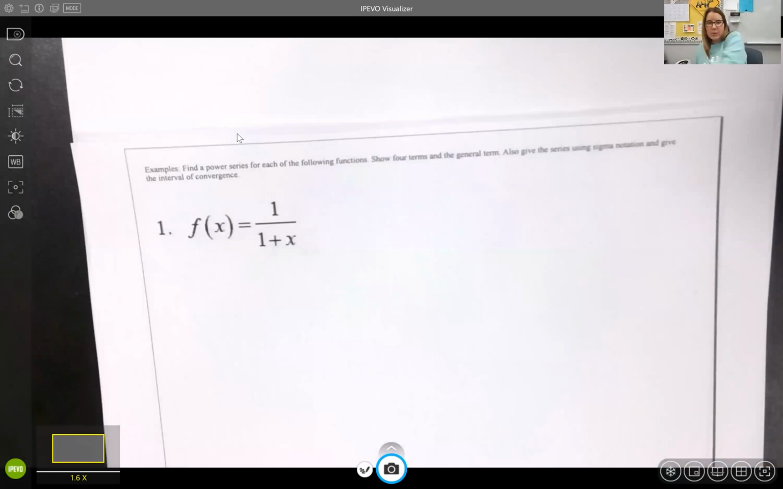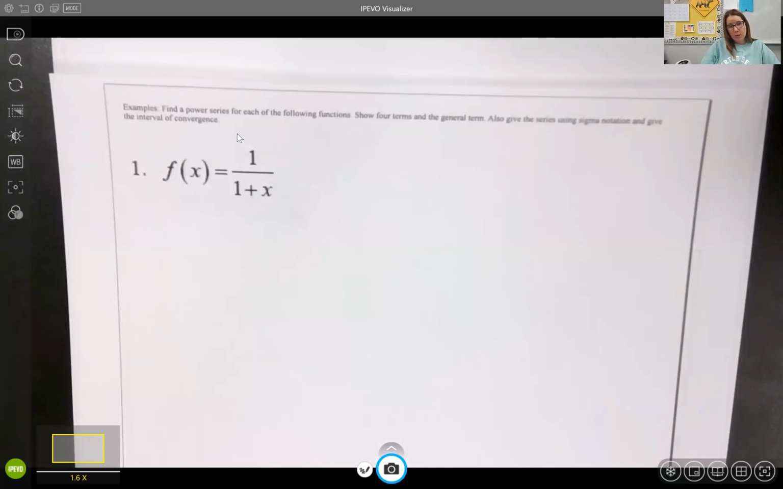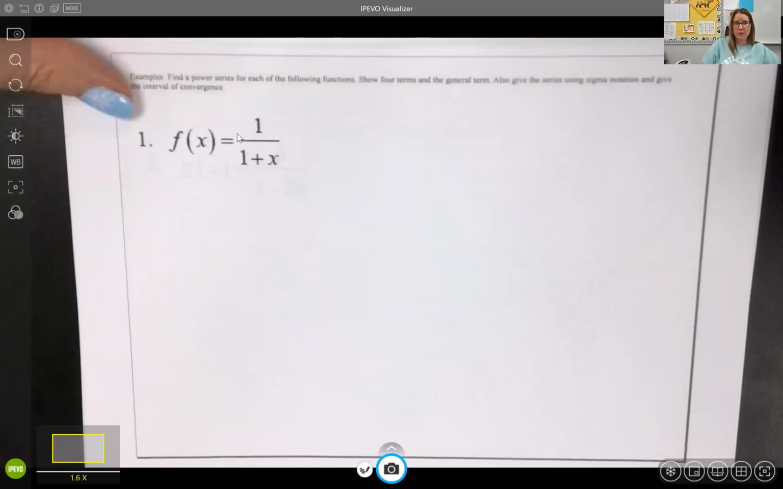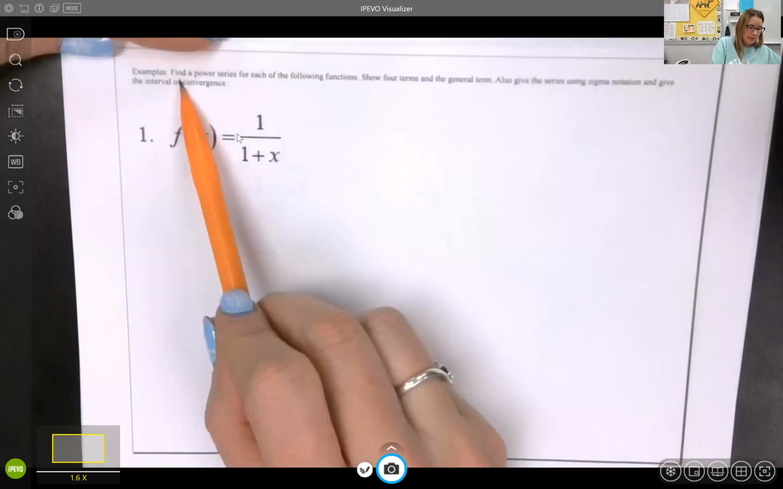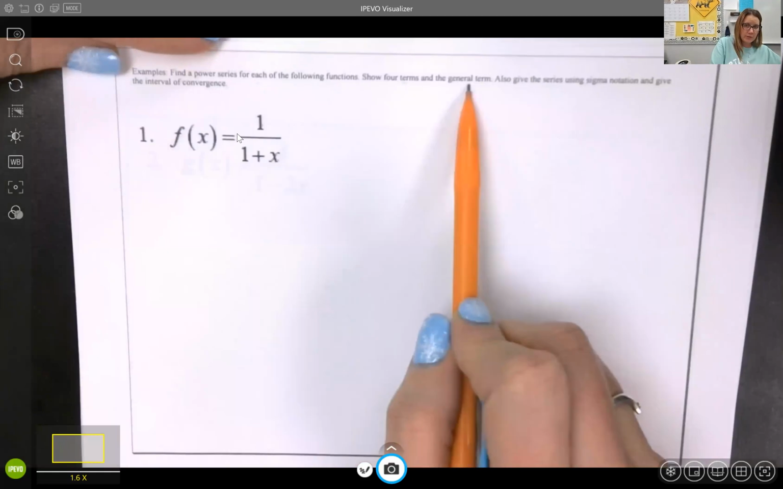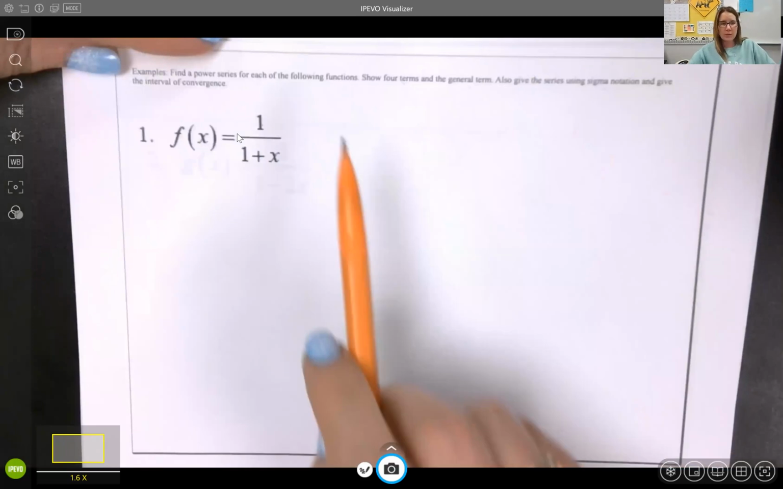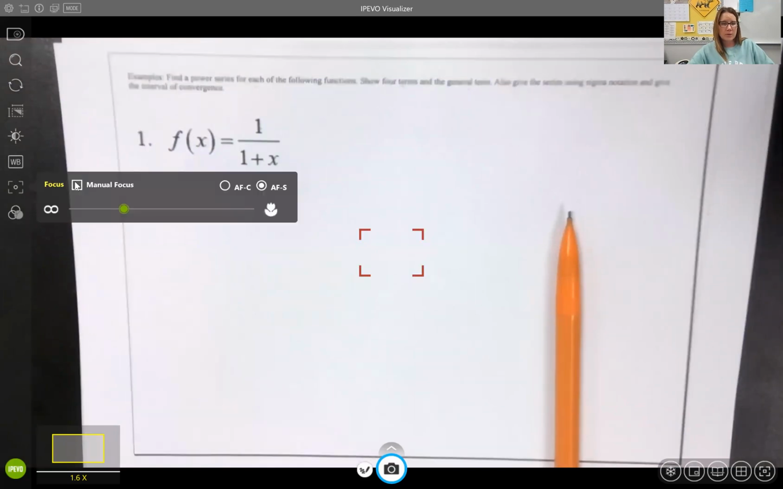again, this is really important, okay? One of these power series problems is usually one of the questions of the 6 free response questions on the AP test. Okay, so if you can get this down really well, that could be a +9 points added to your multiple choice score. Okay, so I have this equation and it says find a power series, show 4 terms and the general term, and given the series in sigma notation and the interval of convergence. So we have a few things to do here. I'm going to see if I can get this to focus a little bit better. But I don't know if it'll be.